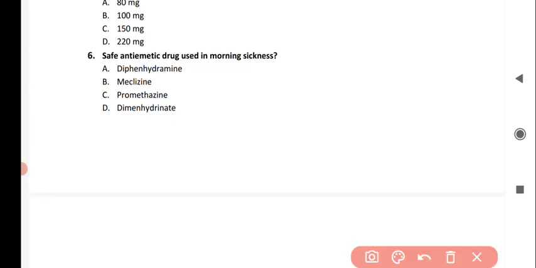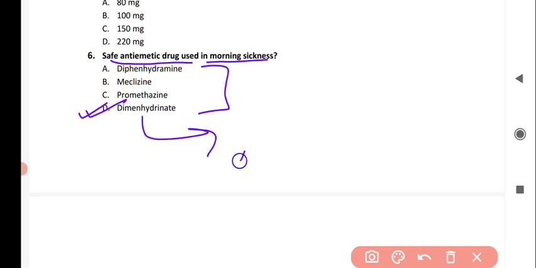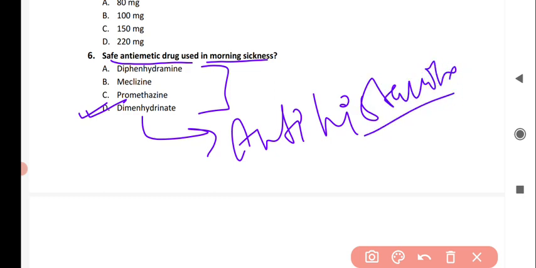Then coming to the next question. The next question is: safe anti-emetic drug used in morning sickness. So we have to find among these which drug will be considered a safe anti-emetic drug in morning sickness. The drug is dimenhydrinate, which is an antihistamine drug. It is simply metabolized into its active ingredient diphenhydramine to obtain the anti-emetic efficacy.